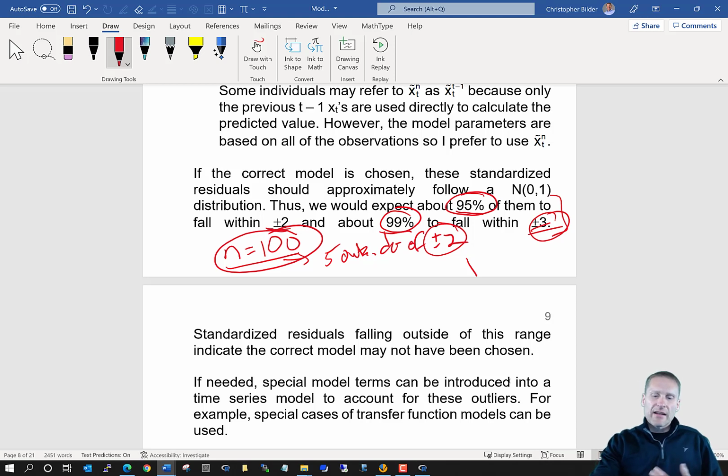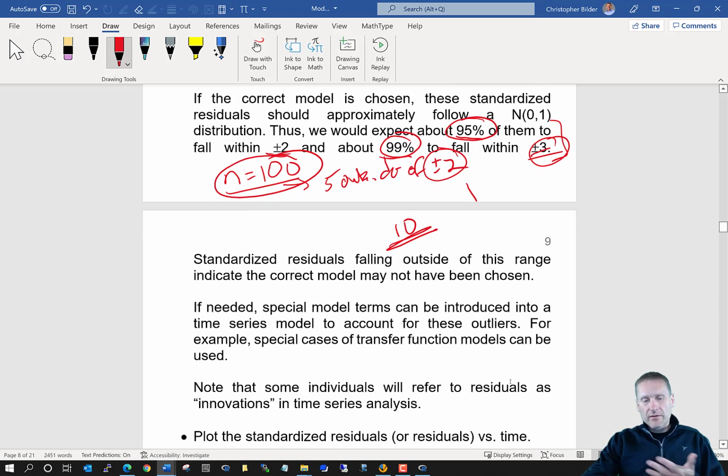If also, let's say that I have one of my 100 standardized residuals ends up being 10. Well, yeah. If you only have one that's outside of plus or minus 2 or one outside of plus or minus 3, that's usually not alarming. But given the size of that, it is alarming, because it would be extremely unusual to have an observed value of 10 if you were to, let's say, simulate data from a standard normal with a sample size of 100.